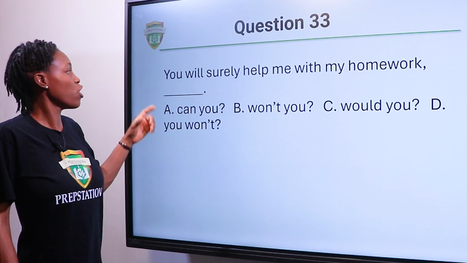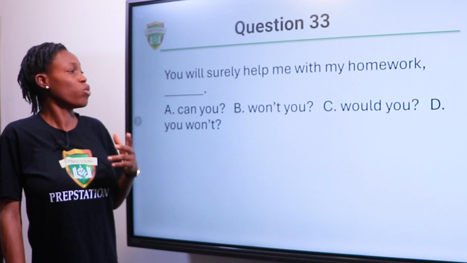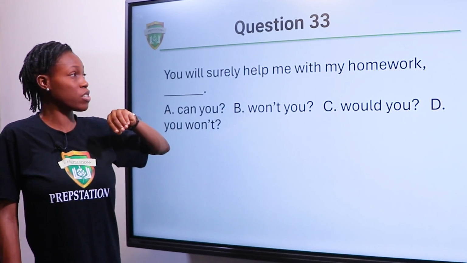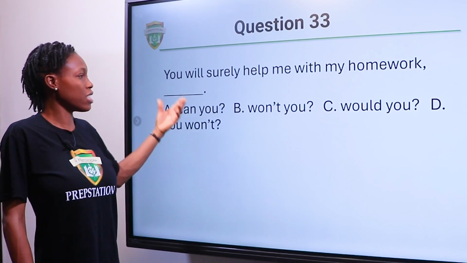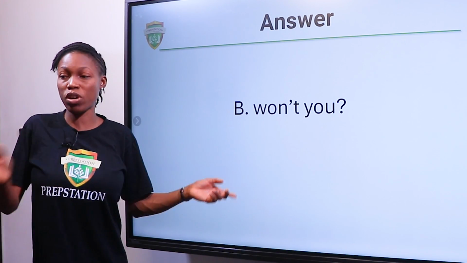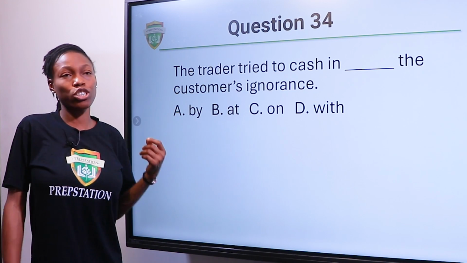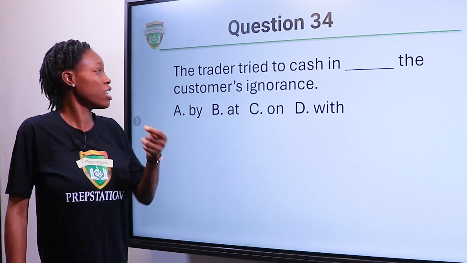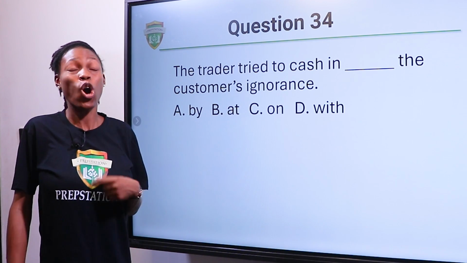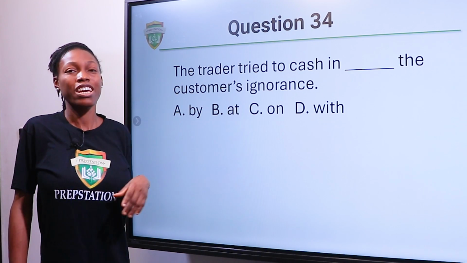Next question, you will surely help me with my homework. Dash, can't you, won't you, would you, you won't. You will surely help me. That's a positive statement. And then the next would be negative. So it should be won't you. Positive, negative tag. The trader tried to cash in dash the customer's ignorance. Cash in on, so that's the answer, on the customer's ignorance.